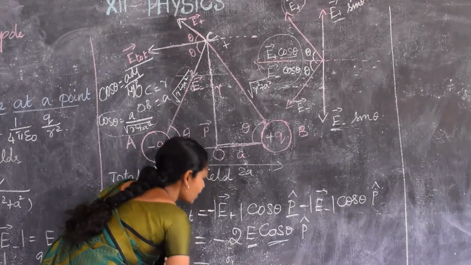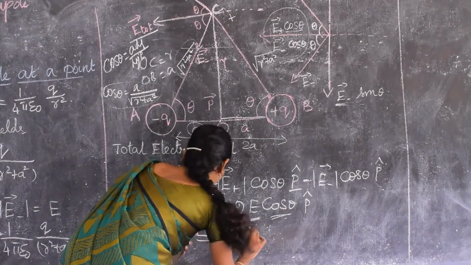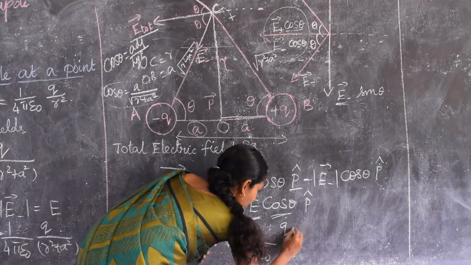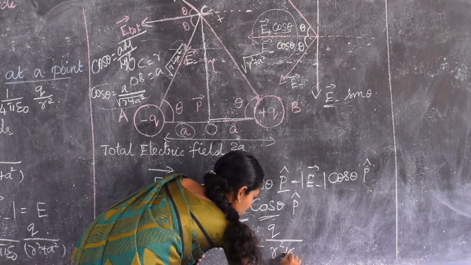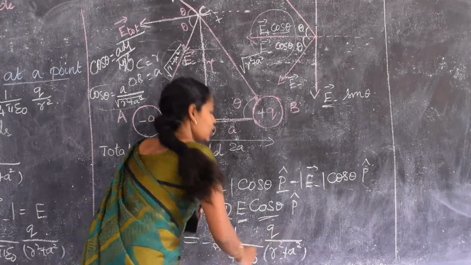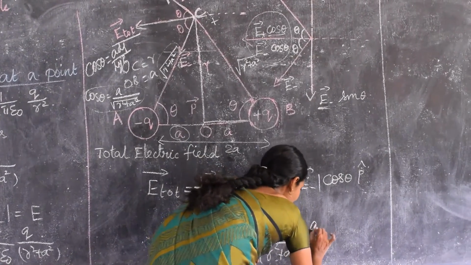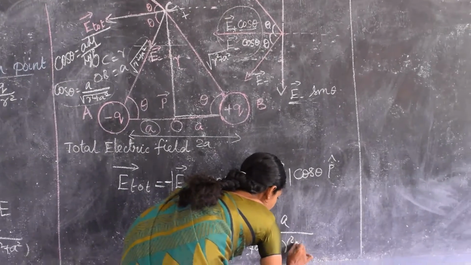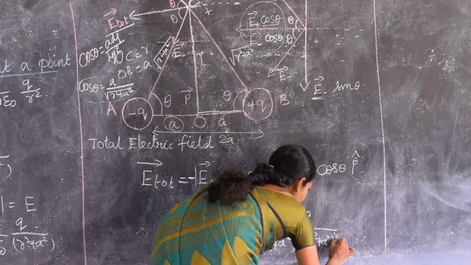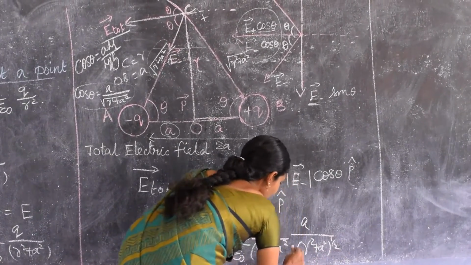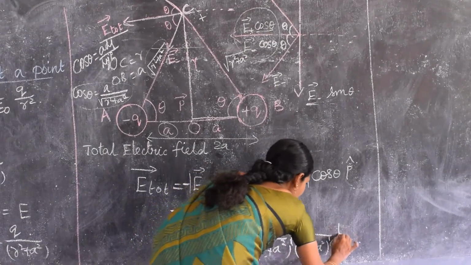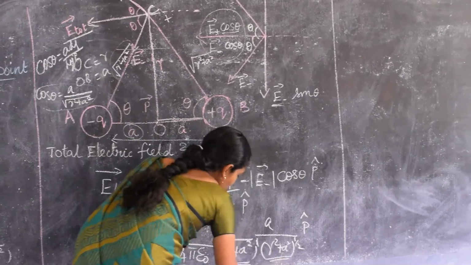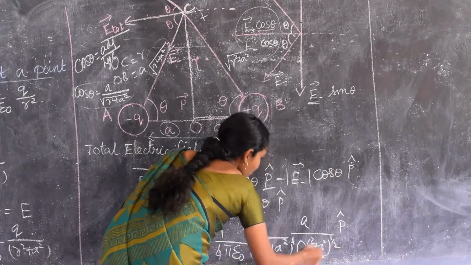Minus 2, what is the value of E? 1 by 4 pi epsilon naught, Q divided by r square plus a square. What is the value of cos theta? A divided by root over r square plus a square, so I write r square plus a square whole power 1 by 2, here power is 1, into p cap. Here both the bases are common, so add the power only.